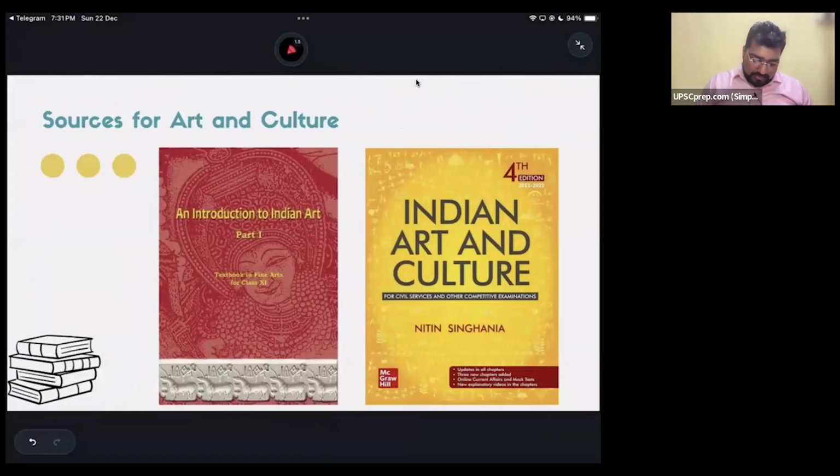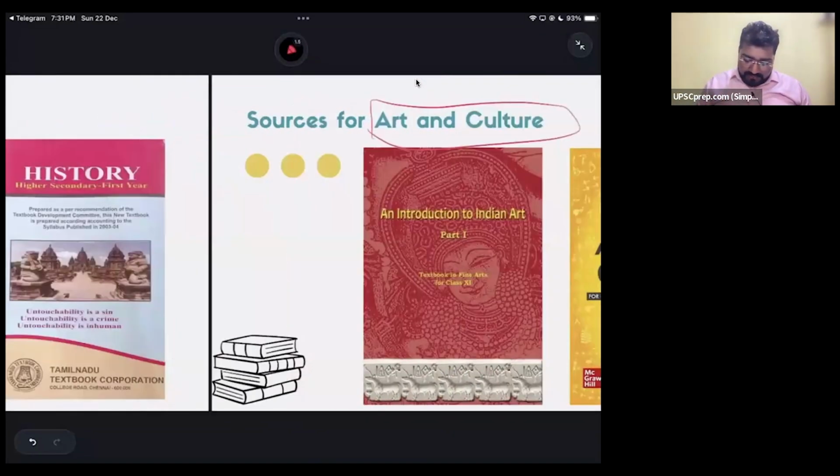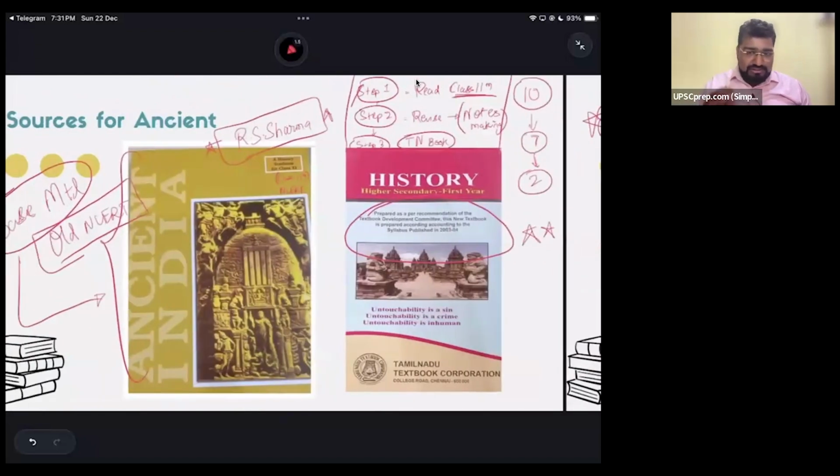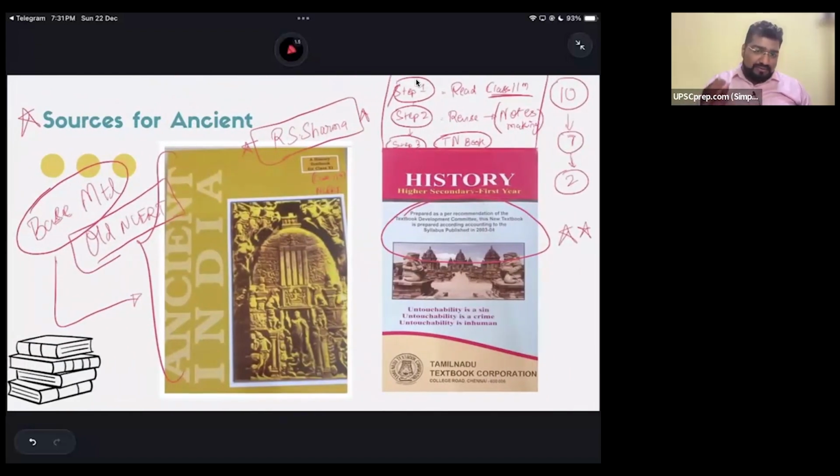Moving ahead to art and culture. Guys, see, with respect to art and culture, whenever you refer to ancient history, suppose when you are reading this particular book, the class 11th NCERT, let's say you are reading the Gupta Empire or the Mauryan Empire, there itself the art and culture contribution is given in that particular book. So read it, fine.